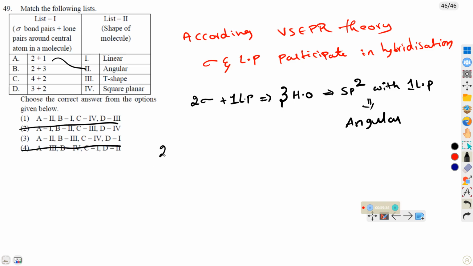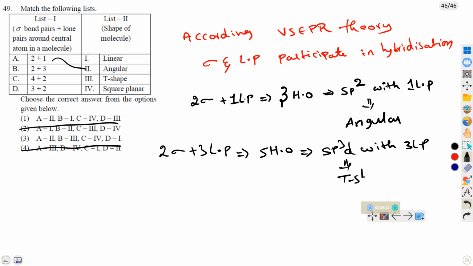After that, 2 sigma bonds and 3 lone pairs, 5 hybrid orbitals, sp3d hybridization with 3 lone pairs. Geometry is T shape. A2, B3, the third option is correct. The remaining you can check.